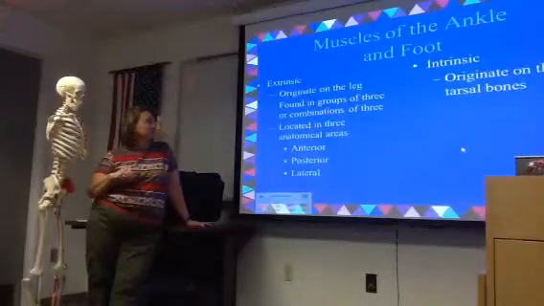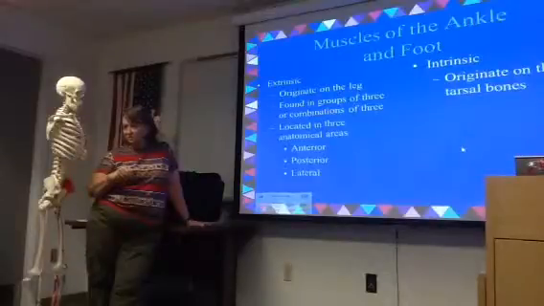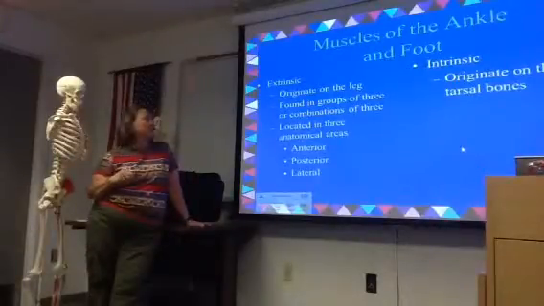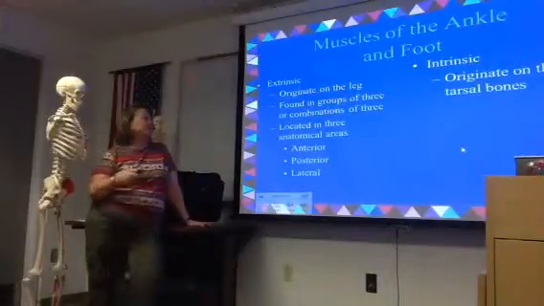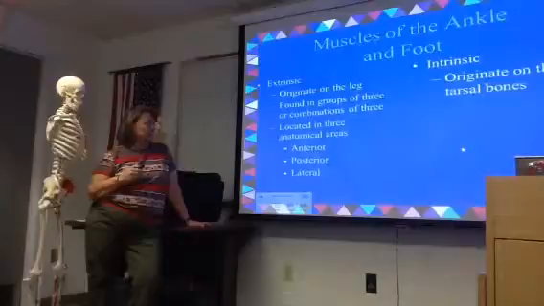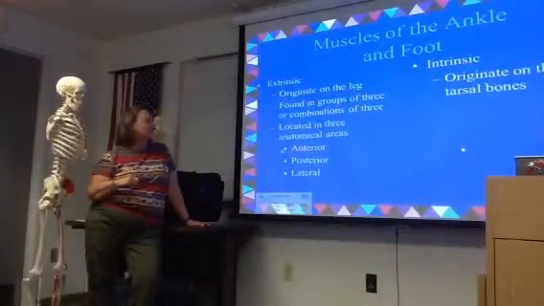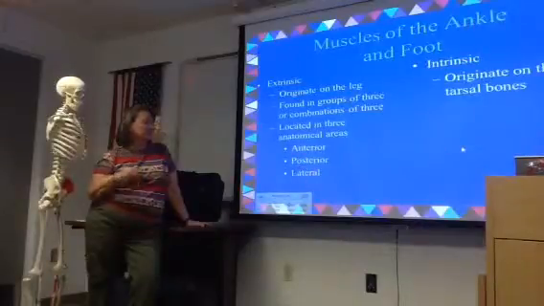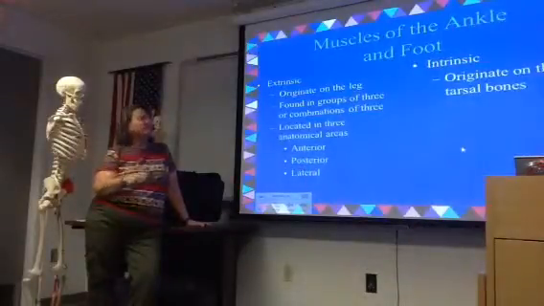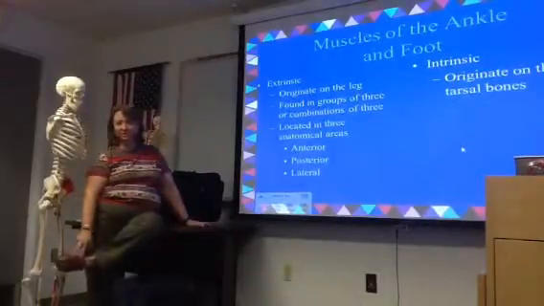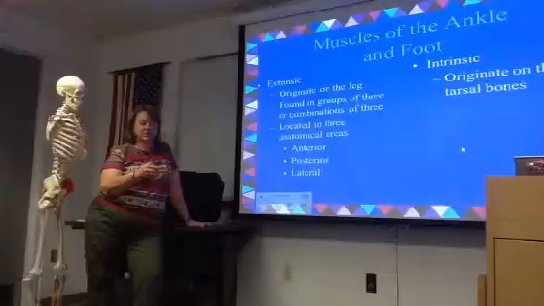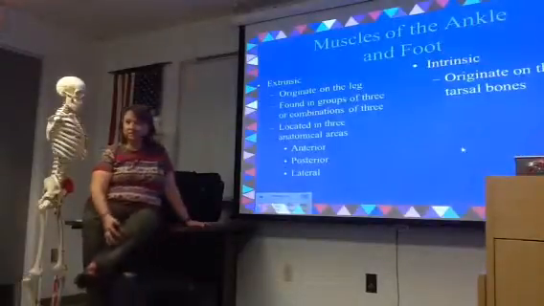So as we're starting to look at those muscles, we've got extrinsic and intrinsic muscles, just like we did in the hand and the forearm. The extrinsic are going to be originating on the leg, meaning the lower leg, found in groups of 3 typically, or combinations of 3, and located in 3 anatomical areas: anterior, posterior, and lateral. And then you've got some intrinsic muscles that originate right on the tarsal bone. So you've got a few little muscles within the foot, but not really a lot. Most of it is tendons that come from up here.